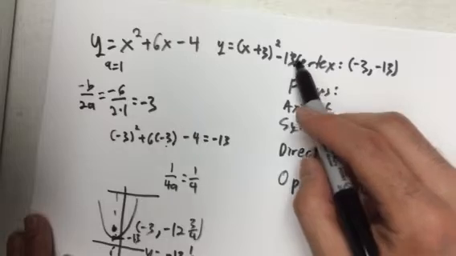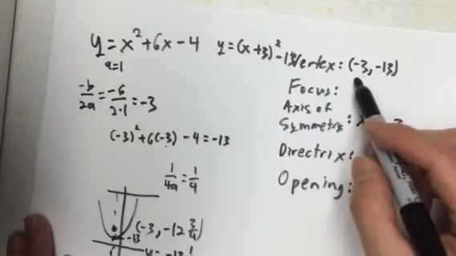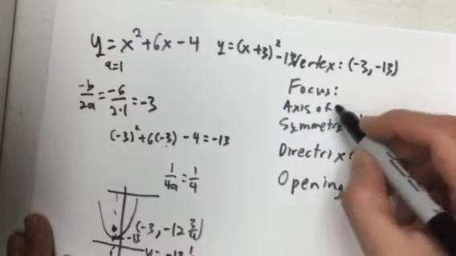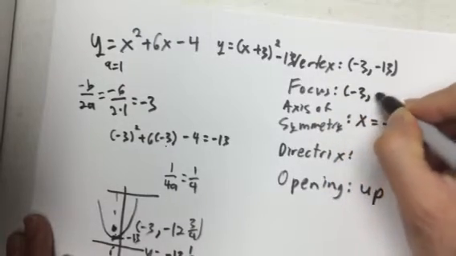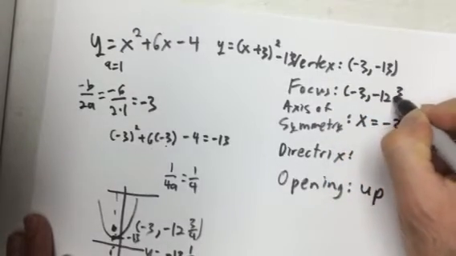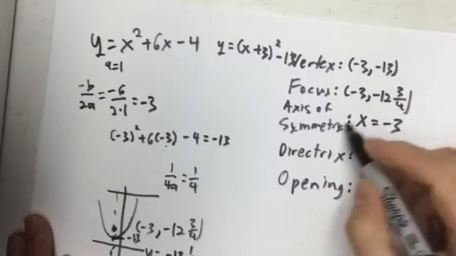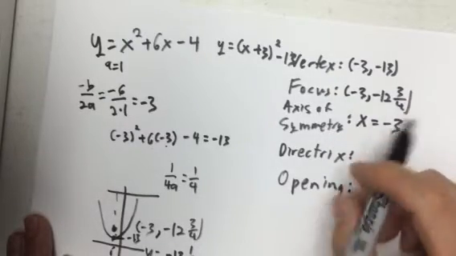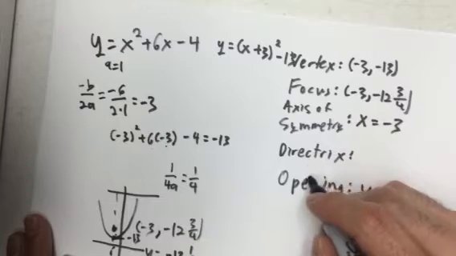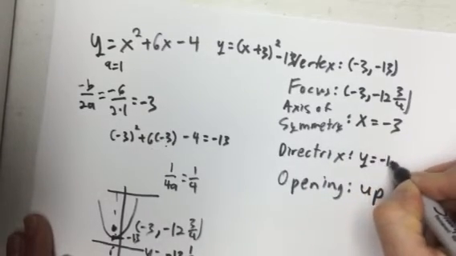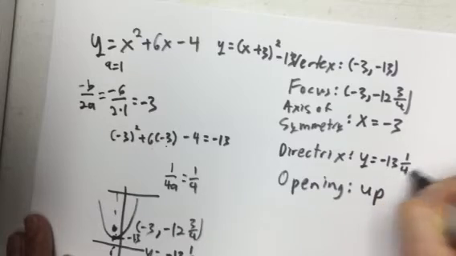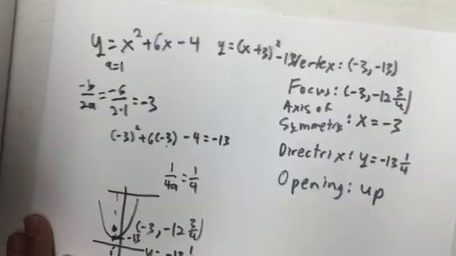Okay, so back to here, the vertex we said was at negative 3, negative 13. The focus then, we say, is still at negative 3, but the y value is negative 12 and 3/4. The directrix, the axis of symmetry we already wrote down. The directrix is the y equation because it's horizontal. Y equals negative 13 and 1/4. And we already got the direction of opening up.